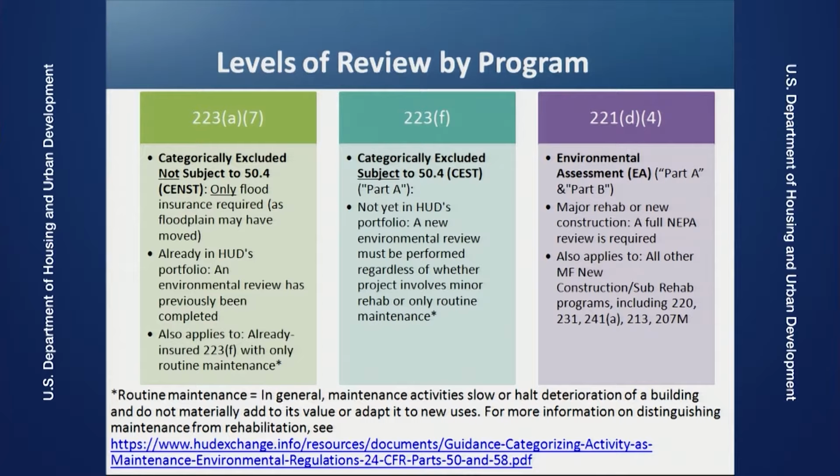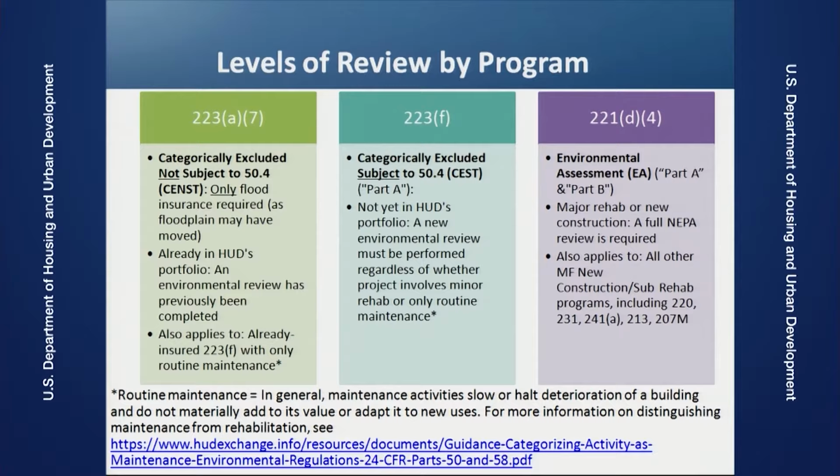The next level would be the 223(f), which is generally categorically excluded subject to 50.4. Since these are new to the HUD portfolio, they need a new environmental review. And in addition, since these projects might include minor rehab and repairs in addition to routine maintenance, that will also increase the level of review. So these types of projects must document compliance with all 16 related environmental laws listed in 50.4, as well as the additional requirements in the MAP guide. So you might know that as Part A of the 4128.